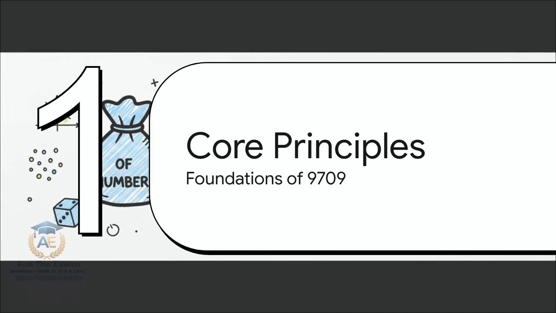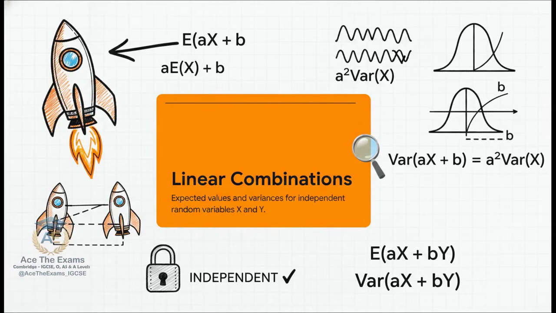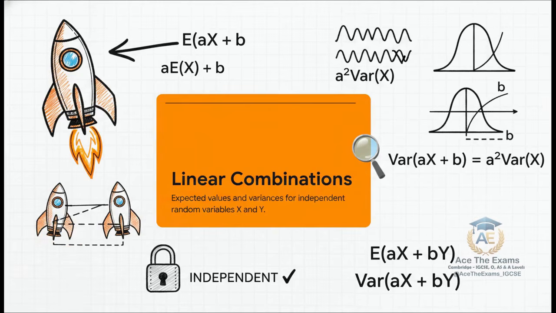Let us calibrate the launch track. Flight Director, I am overloading the central console with raw fuel logs right now. I have got the expectation and variance formulas locked in. For the expected value of a linear combination, E of aX plus b, the math scales perfectly linearly. It simply translates to a multiplied by E of X plus the constant b. It is a highly efficient transfer of energy.